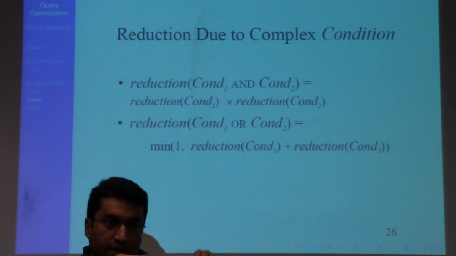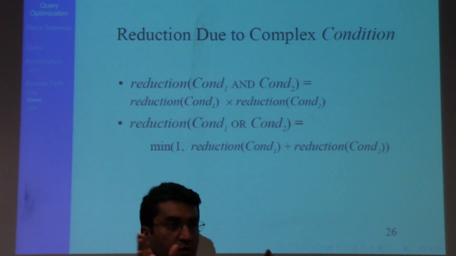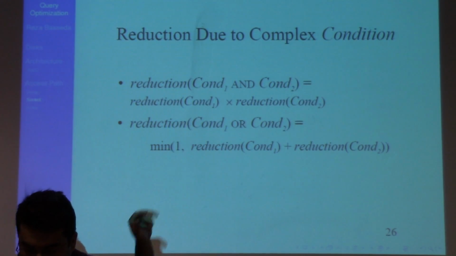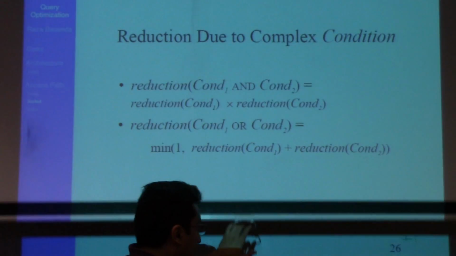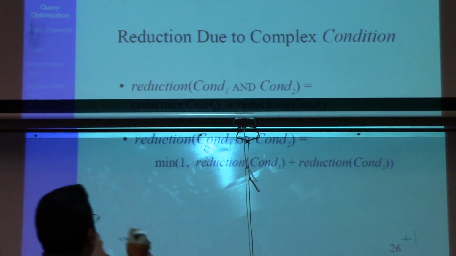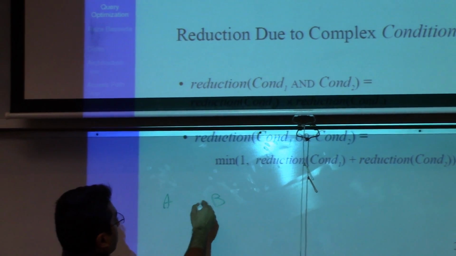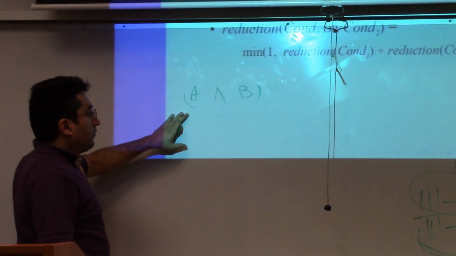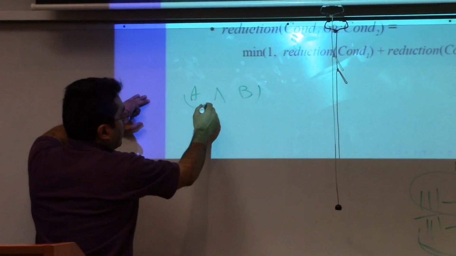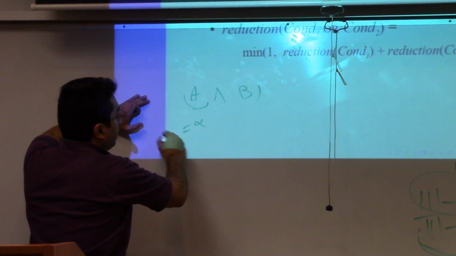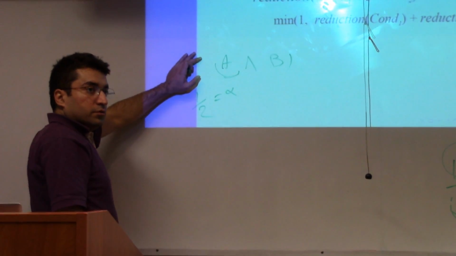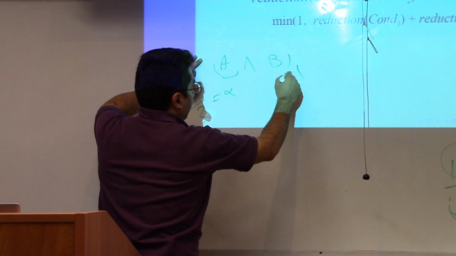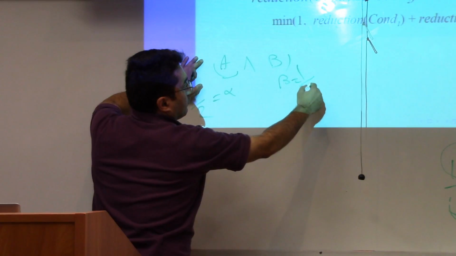Condition one is removing records by reduction of condition one, right? Suppose that you have condition A and condition B, and you are trying to find the reduction of this one. Suppose that the reduction of A is alpha. Alpha is equal to 1/2. Reduction of B is beta, which is 1/3.